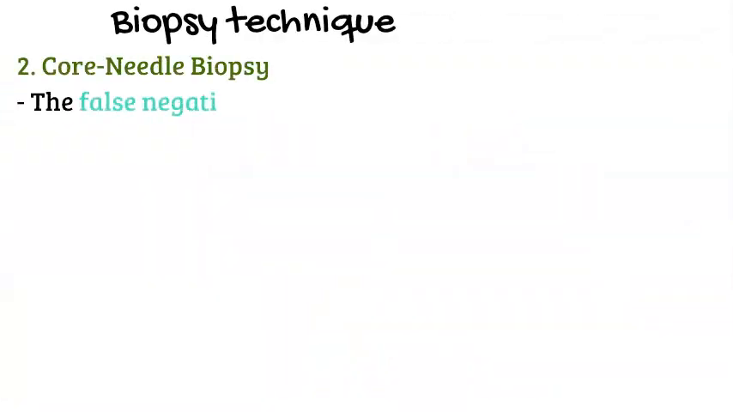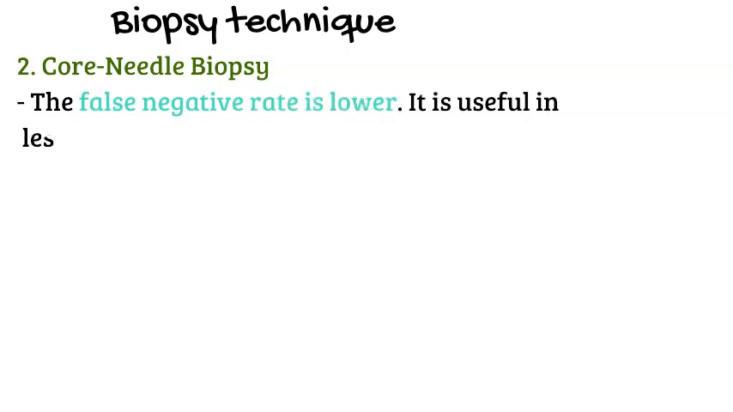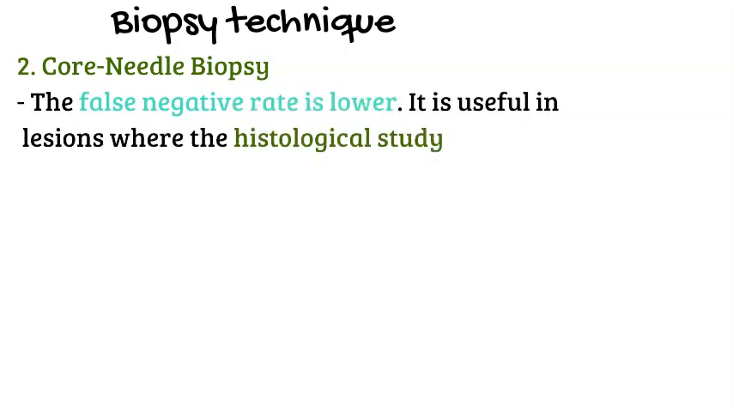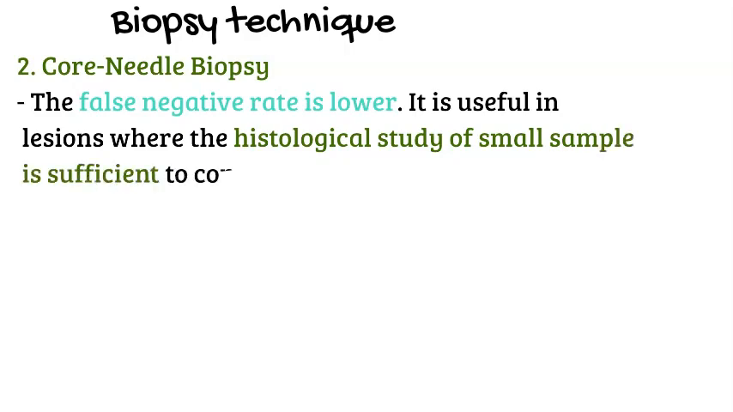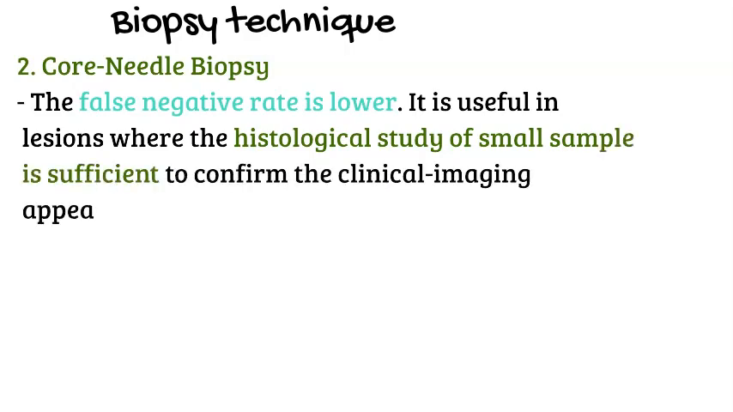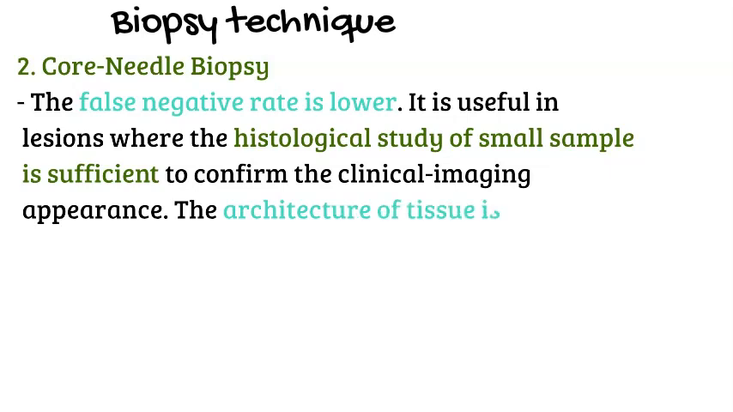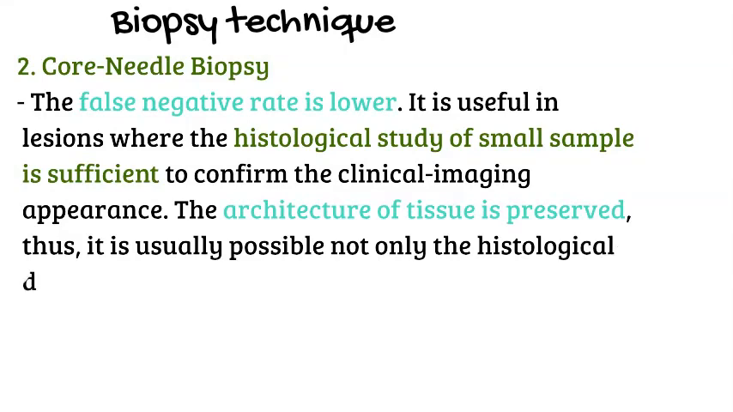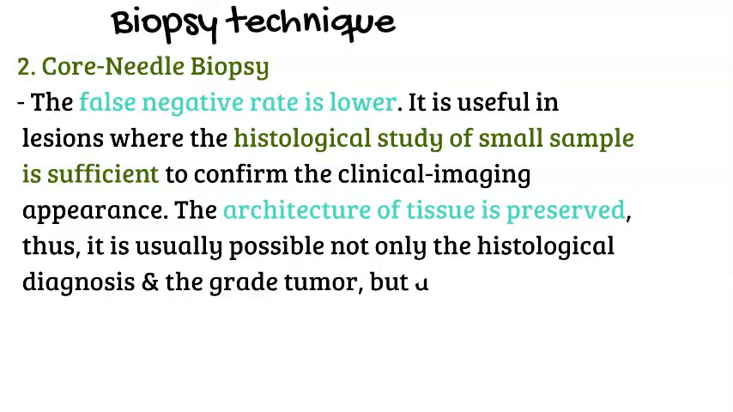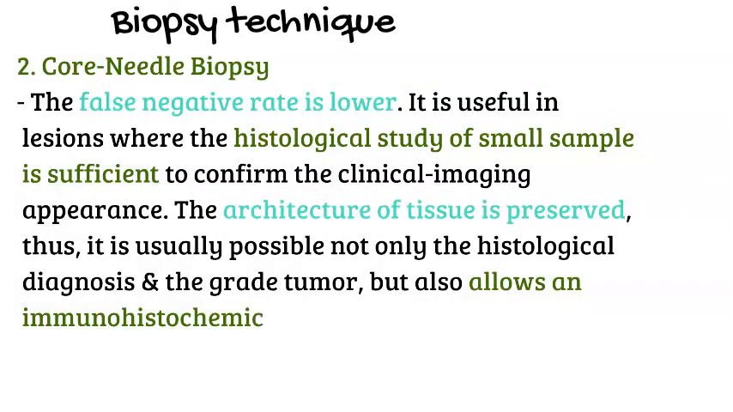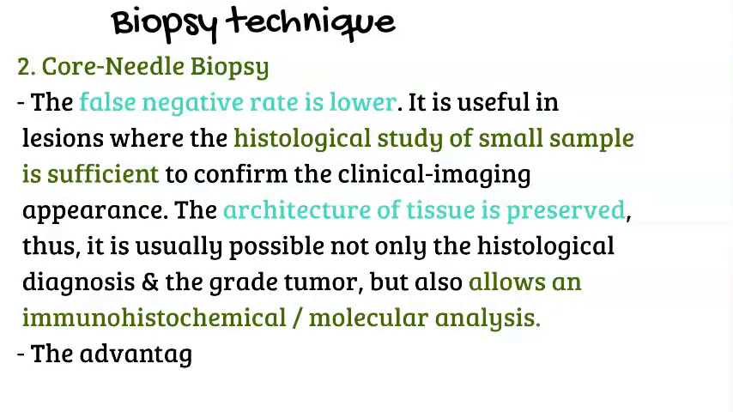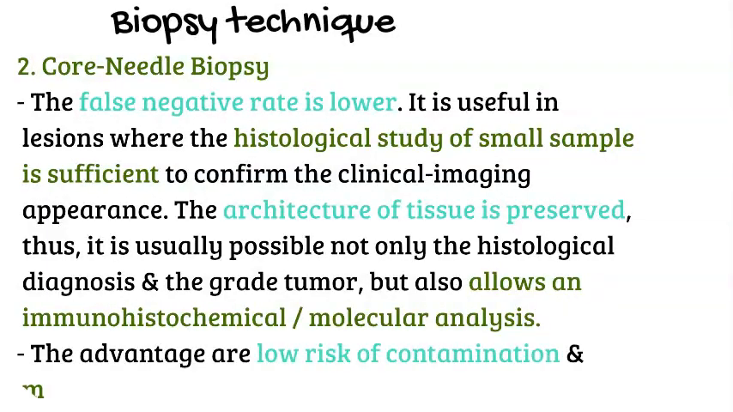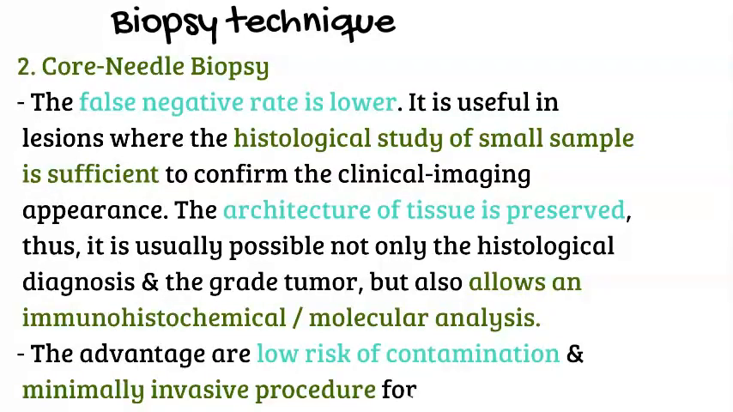Number 2, a core needle biopsy. The false negative rate is lower. It is useful in lesions where the histological study of a small sample is sufficient to confirm the clinical imaging appearance. The architecture of tissue is preserved. Thus, it is usually possible not only to get the histological diagnosis and the tumor grade, but also to allow an immunohistochemical or molecular analysis.